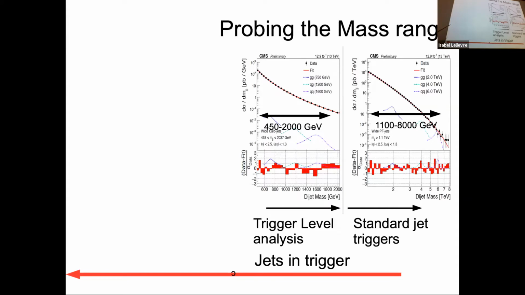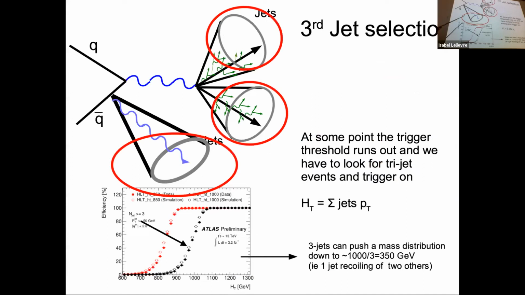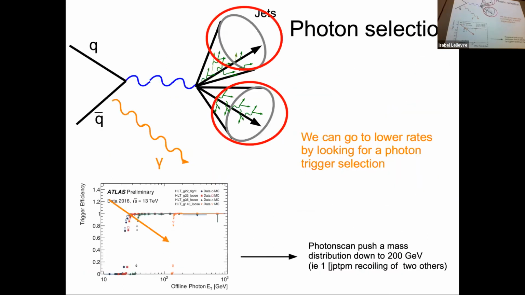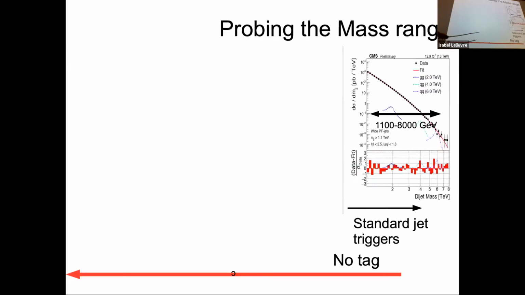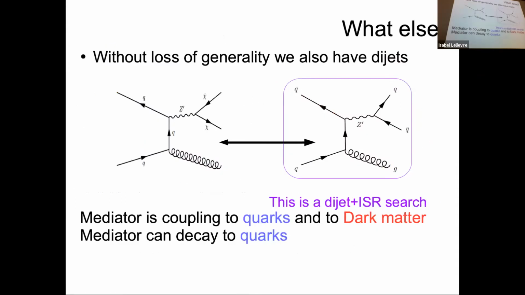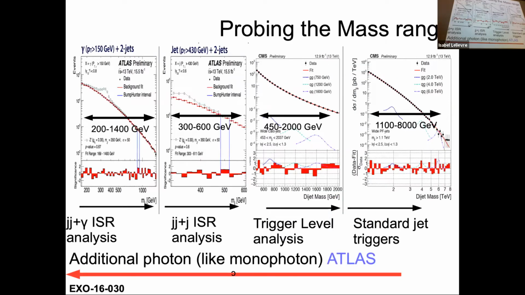If you want to go even lower, it's already getting late. If you want to get even lower, you can do a third jet, and you can look for that, and this brings you down here. And if you want to go even lower, you can do a photon, and now that brings you all the way down to 200 GeV. And so that's where I will stop. So, questions?